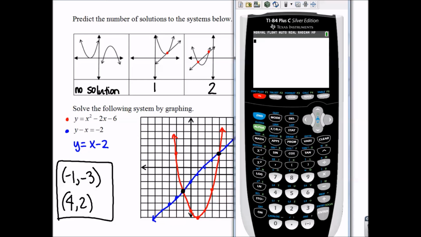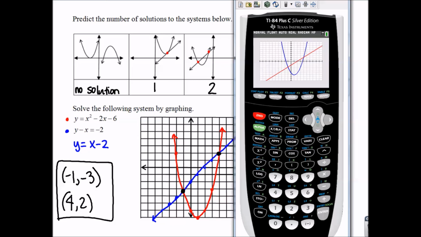So you want to go to y equals, and you want to graph these equations. Our first one is already in y equals form, so we can just go ahead and type it in the calculator. Then our second one, we already solved for y, so we can just type in x minus 2. Then we're going to graph them. So you can see that we have a parabola and a line, and that they intersect at 2 points. If you want the calculator to give you the exact intersection points, you can do that.